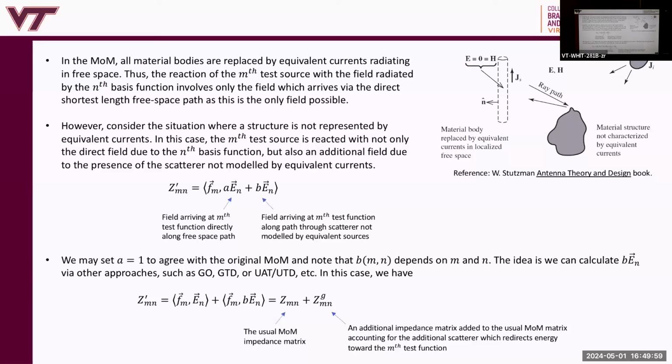Okay, so we may set A equal to 1, in agreement with the original method of moments. Note that B here depends on M and N. Let's say here's the nth and here's the mth. If I change to this nth, then this will give a different reflection. So this coefficient B depends on M and N. The idea is we can calculate B EN via other approaches, such as GTD, UAT and UTD. So that's super cool, right?